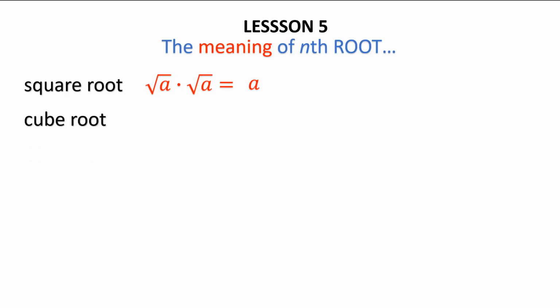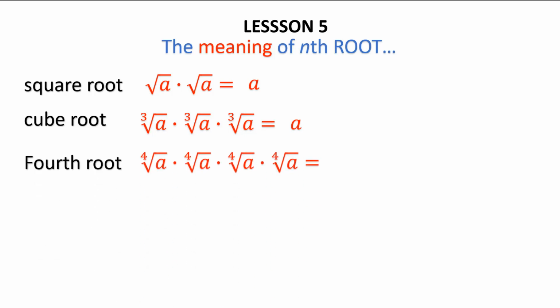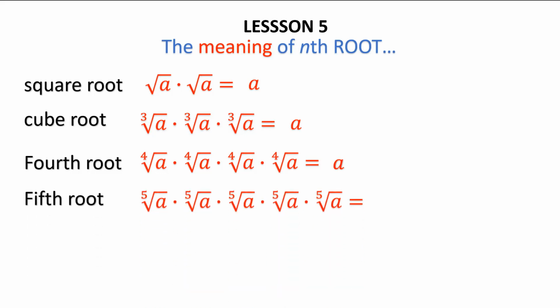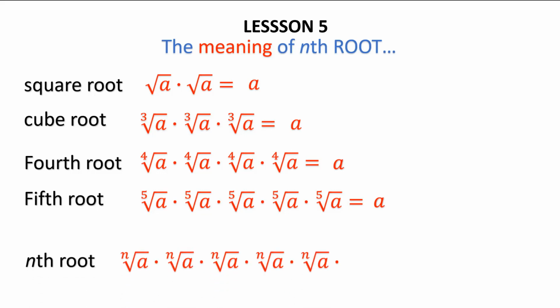The cube root of a would be the number you multiply by itself 3 times to get a. So cube root of a times cube root of a times cube root of a is a. The fourth root of a would be the number you multiply by itself 4 times to get a. Fourth root of a times the fourth root of a times the fourth root of a times the fourth root of a is a. The fifth root of a, as you would expect, is the number you multiply by itself 5 times to get a. So the nth root of a is just the number you multiply by itself n times to get a.